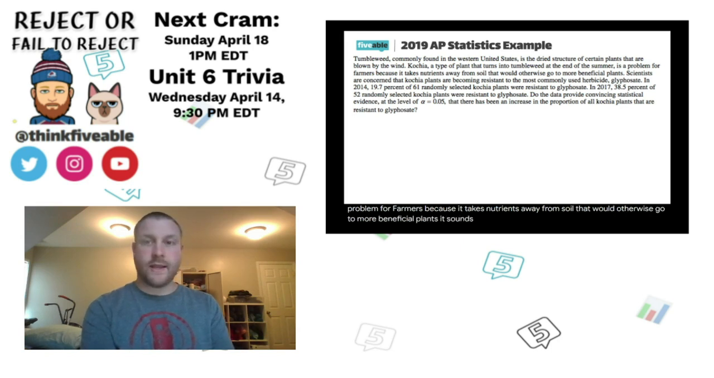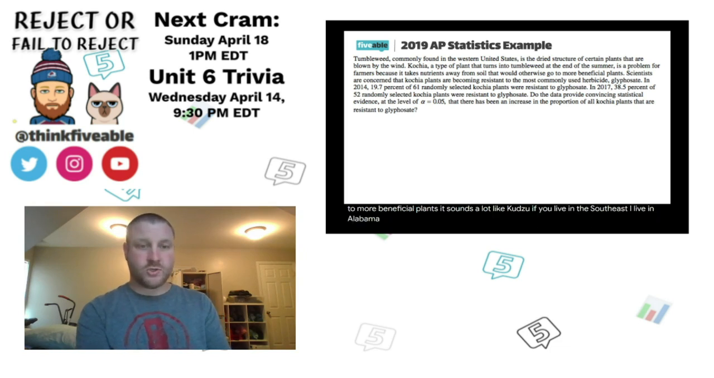It sounds a lot like kudzu. If you live in the southeast, I live in Alabama. I'm sure you can tell by my accent. We have kudzu, and literally, like, you can watch it grow. Like, there are people like, yeah, you can literally sit and watch it for a day. If you watch it long enough, you'll see it grow.